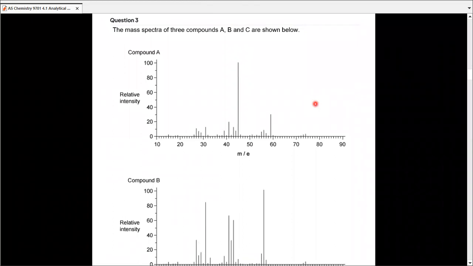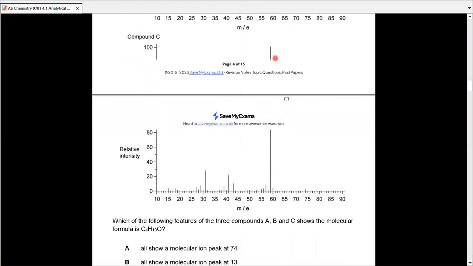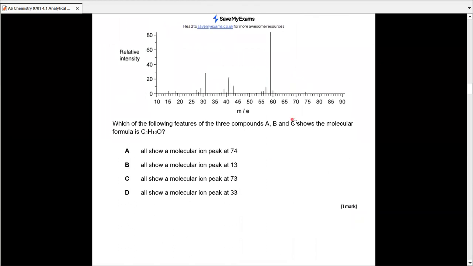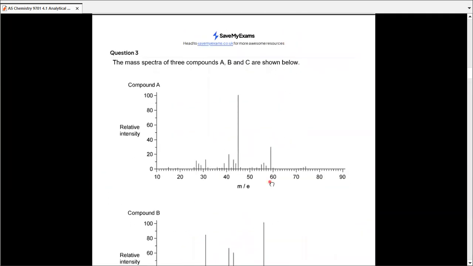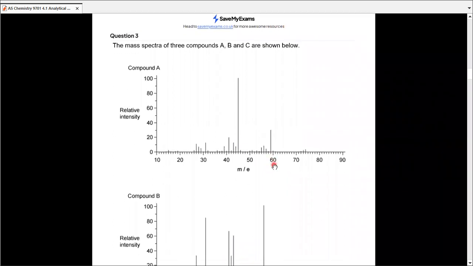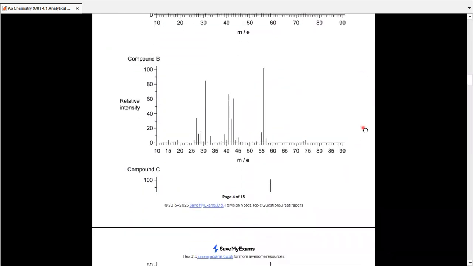Okay, question number 3. Compound B, compound C. You might need to scroll back and forth. Okay, this is compound A. The biggest peak over here is at 45, but the molecular peak is at 59. Keep that in mind because that's what we are going to work with.